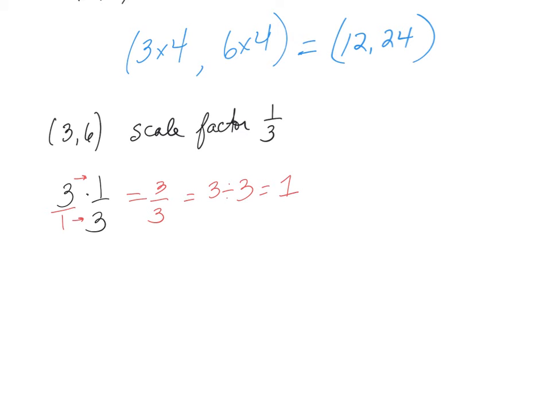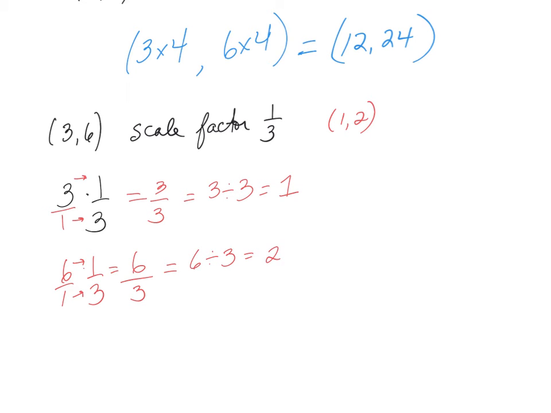And then I do the same thing for 6. So 6 times 1/3, again, put the whole number over 1 and multiply straight across. So we do 6 times 1 is 6, 1 times 3 is 3, and 6/3 is the same as 6 divided by 3, which gives me 2. So my point (3, 6) with a scale factor of 1/3 is (1, 2).